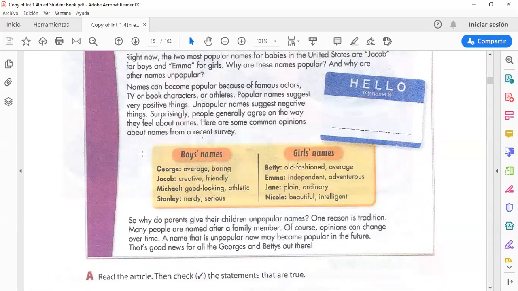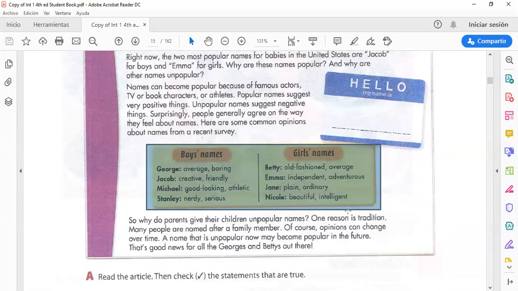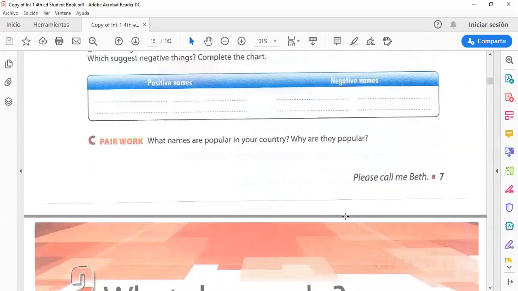Okay, so I'm going to prepare an activity with this for you to practice and remember that.